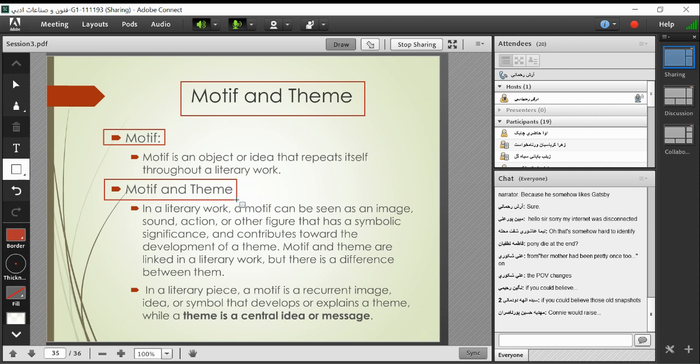The definition of a motive is anything, like an object, an idea, a symbol, an image, a behavior, which is repeated throughout a literary work. So as I said, it could be an image, it could be a sound, an action, anything which repeats itself throughout the work. So it's tiny in comparison to the theme. The theme, on the other hand, is the general or central idea or message of the story.